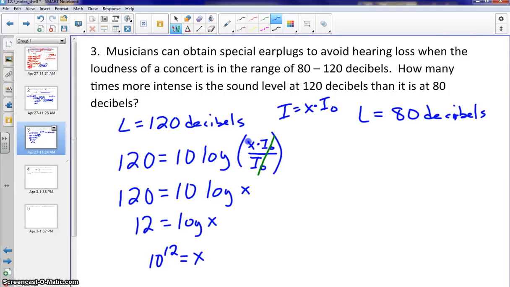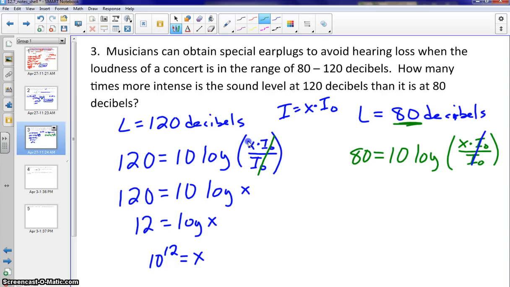Now let's go ahead and calculate the intensity when it's 80 decibels. So now we go through the exact same process where we have 80 equals 10 times log of X times I sub O over I sub O. The minimum intensities, I sub O, would cancel off.